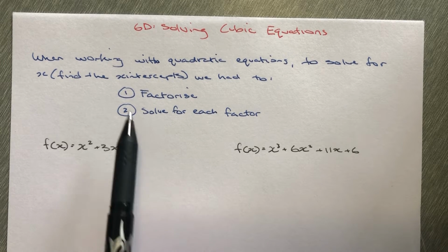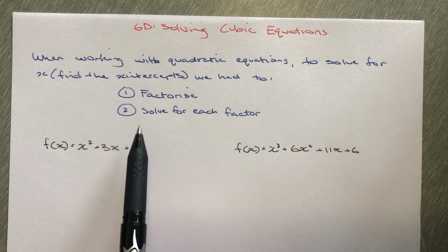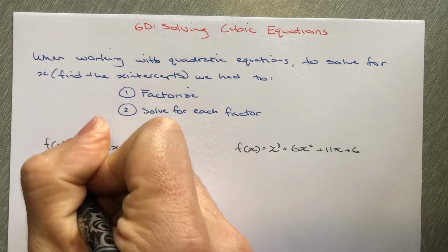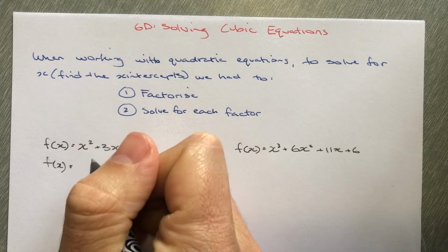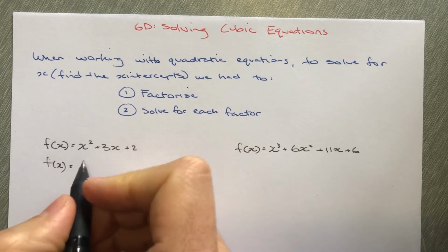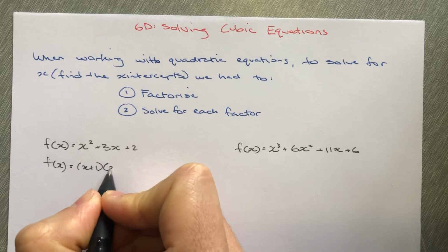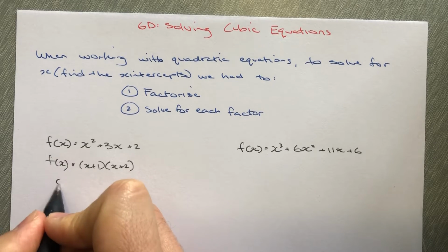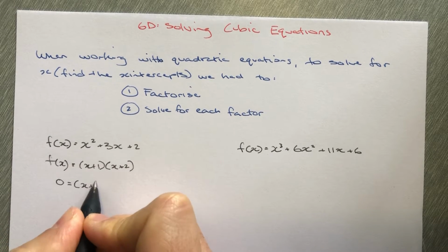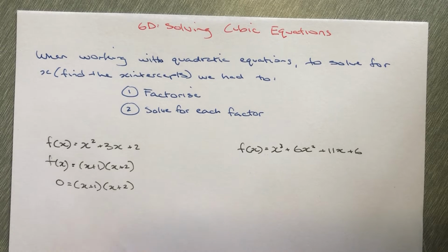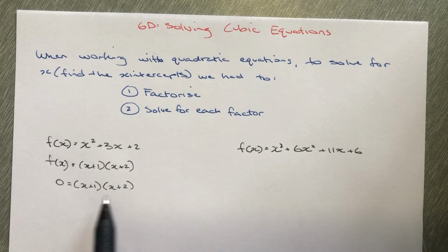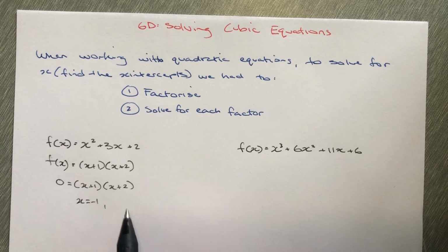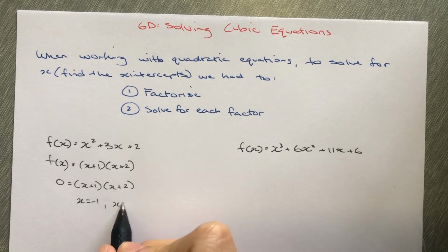So to do that, we could follow these couple of steps here. We have to factorize, and then we solve for each factor. So if I factorize this, it would become x plus 1, x plus 2. And then all we need to do is use our null factor law, so make our y or f of x equal 0. There we go, we're fully factorised. Now we just need to solve for each of these. So it would be x plus 1 equals 0, which means x is minus 1. And we also have x plus 2 equals 0, so x is minus 2.